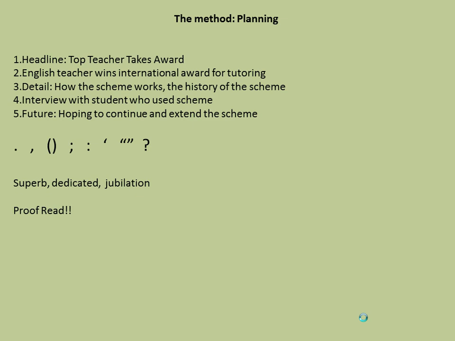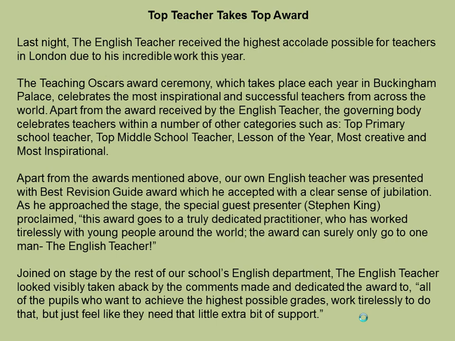Let's take a look at what the final piece will look like. So, top teacher takes top award. There's my alliteration. Headline: it's nice and clear what the article is going to be about, but it doesn't give too much away. So let's see if I've used the 5 W's in the introduction. So last night, so when, the English teacher who received the highest accolade possible for teachers, so what, where, in London, due to his incredible work this year, so why. There's my 5 W's, nice and clear, nice and easy. Everyone should now know what this article is going to be about.